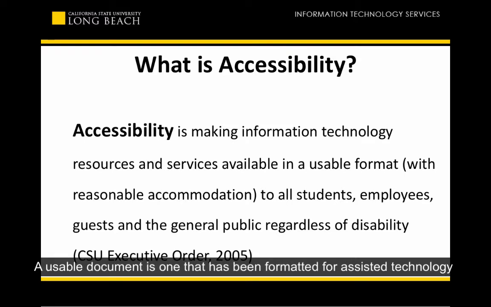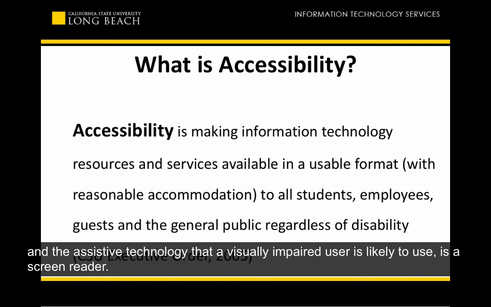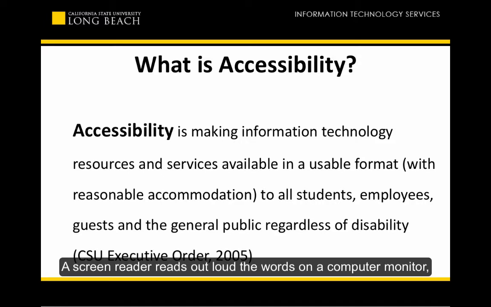A usable document is one that has been formatted for assistive technology. Assistive technology is software or a device that helps a disabled person access the information in a document. And the assistive technology that a visually impaired user is likely to use is a screen reader. A screen reader reads aloud the words on a computer monitor so that a user can listen to the information rather than read it.